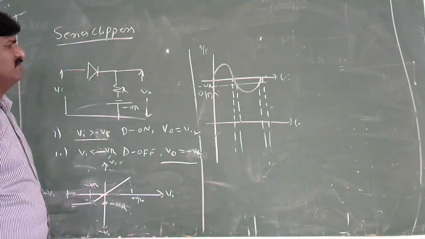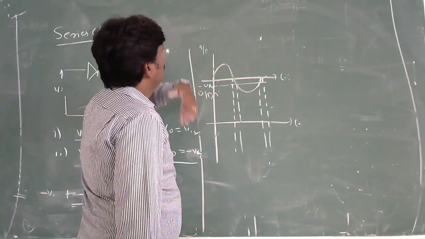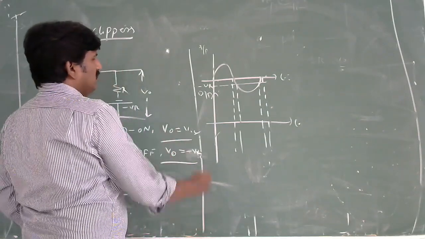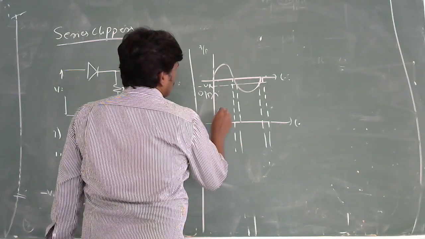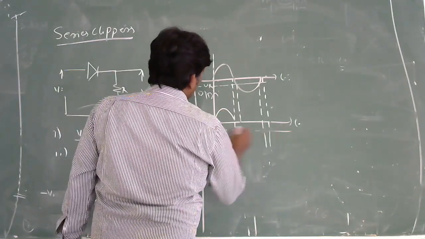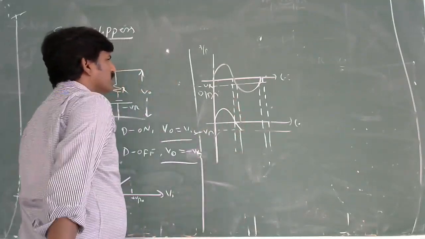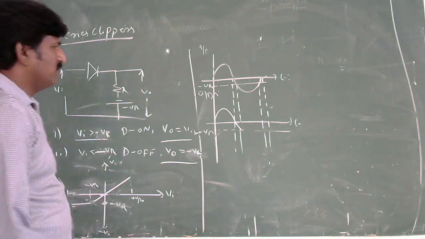Vi is greater than minus VR. This total portion, positive cycle, this portion is Vi greater than minus VR. The output follows the input. Just you have to observe. Here you have to keep this reference voltage minus VR. It follows the input. What happens if Vi is less than minus VR? Output follows minus VR only.